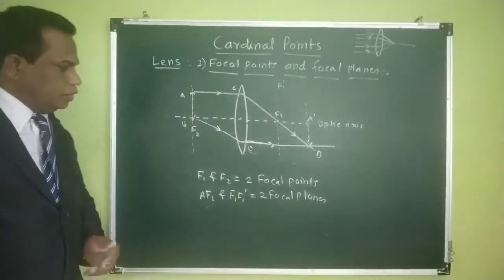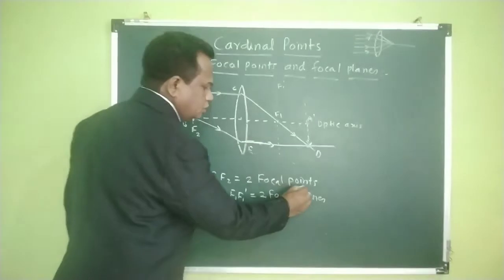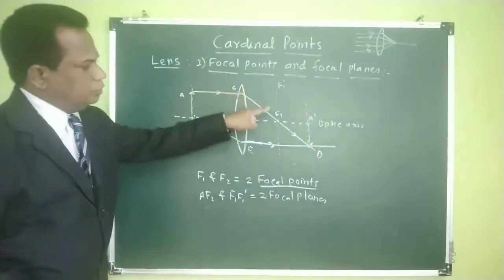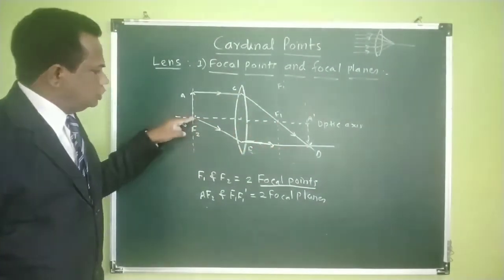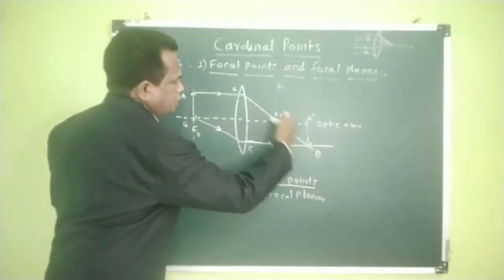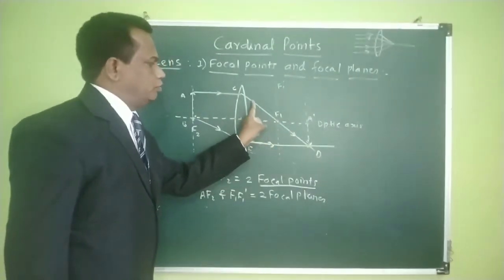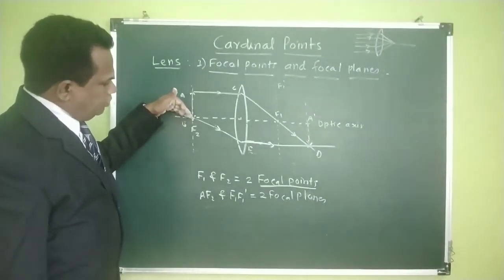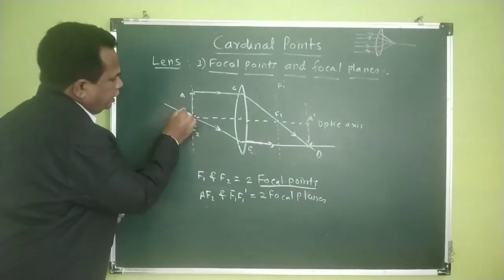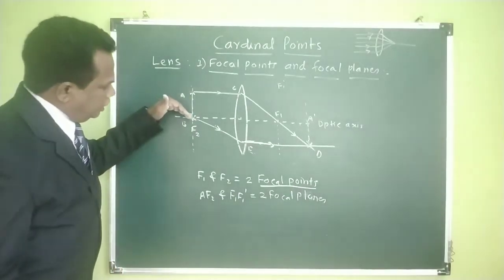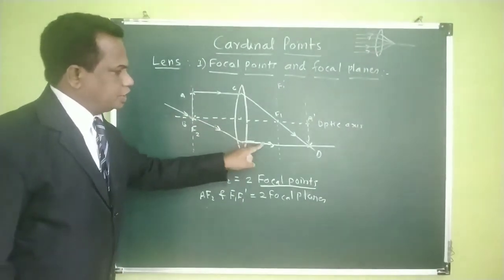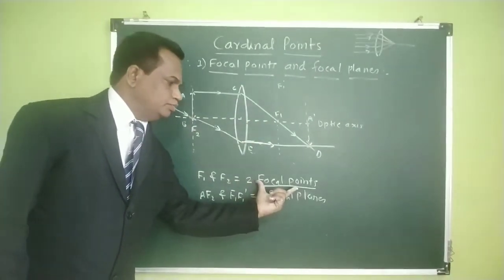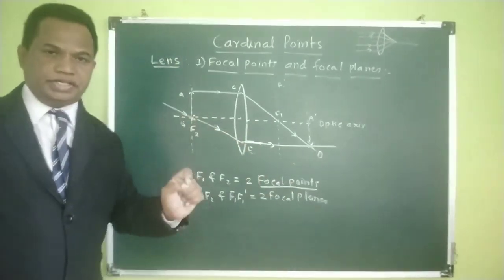What are the properties of the focal planes and the focal points? We already know the properties of the focal point. A parallel ray passes through the focal point. Or in the reverse case, if a ray passing through the focal point, after refraction, goes parallel to the optic axis. If some ray is already going through the focal point, then after refraction through the lens, it will travel parallel to the optic axis. These are the properties of focal points.